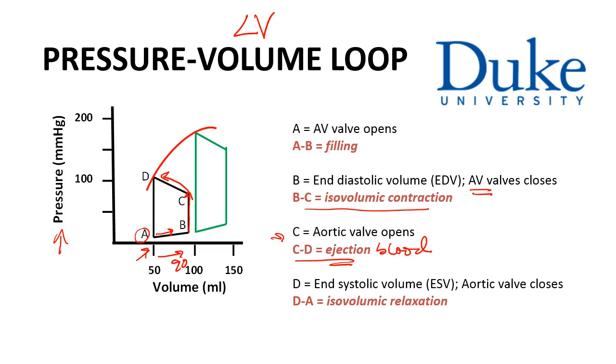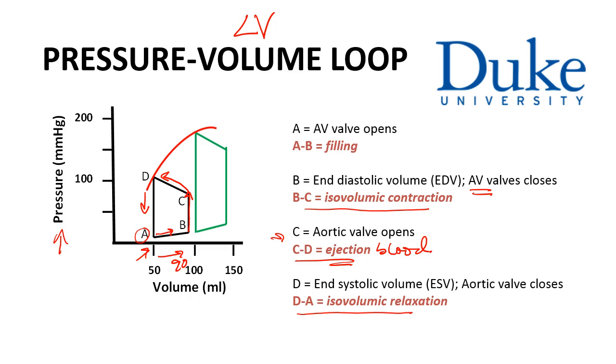When we reach D, the ventricle has less pressure than in the aorta, and the aortic valve closes. And now we have an isovolumic condition where all of the volume within the left ventricle is constant. The ventricle relaxes. So between D and A, we have isovolumic relaxation, and pressure falls, but the volume does not change within the chamber.